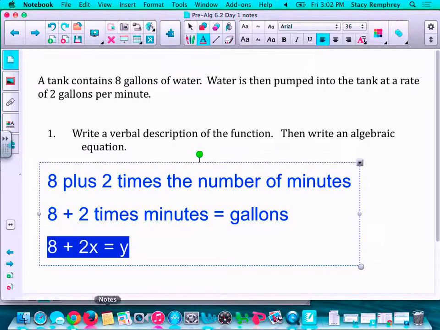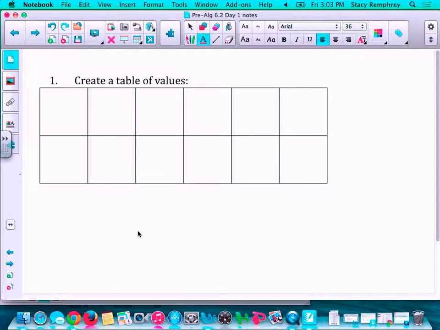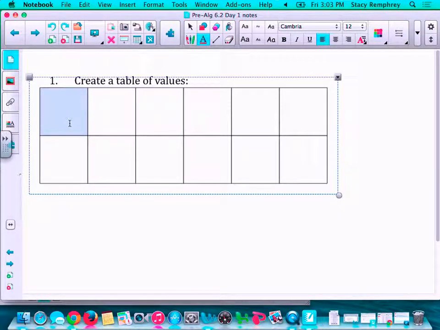Okay, so here's our equation. Y equals 2x plus 8. I'm going to take the number of minutes, multiply it by 2, and then add the 8 gallons that were already there. That'll give me the total number of gallons in the tank. Okay, so again, my input is minutes. My output is gallons.